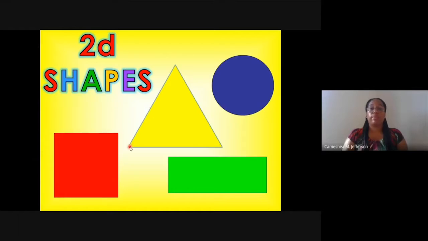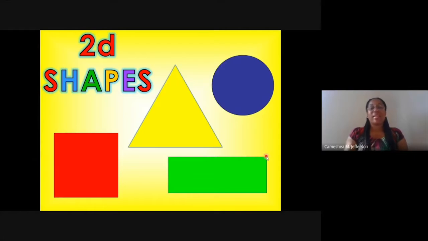1, 2, 3. You got it. Now, put your thinking cap on. What shape is this? You got it. It's a circle. Now, how many sides does a circle have? A circle doesn't have any sides.